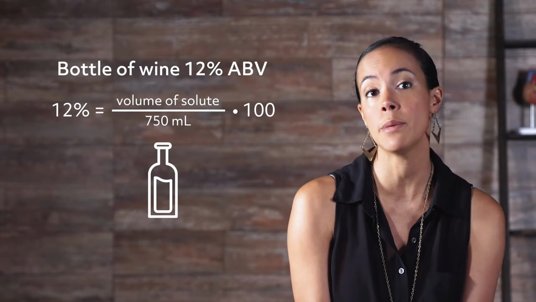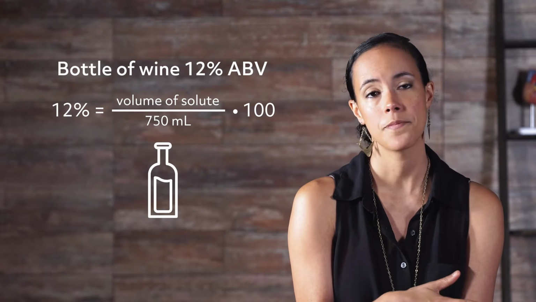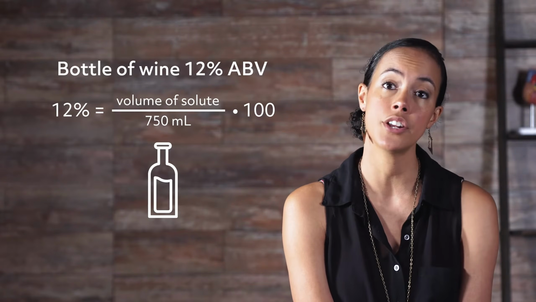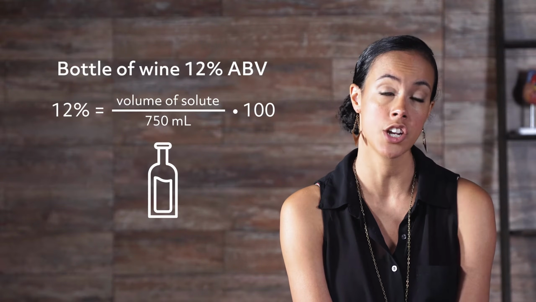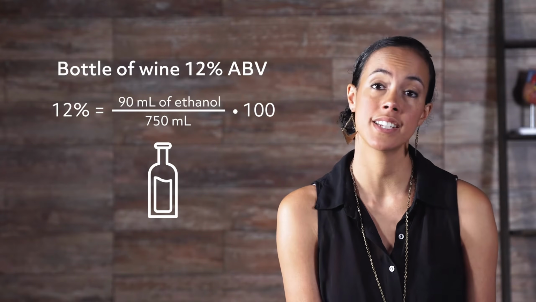Let's consider a bottle of wine listed as 12% ABV, alcohol by volume, which is another way of saying volume percent. 12% equals volume of solute over 750 milliliters times 100. The bottle is 750 milliliters, which means the wine contains 90 milliliters of ethanol. We've demonstrated in these two examples that given the total volume of solution and the volume percent, it's pretty simple to calculate the volume of solute.